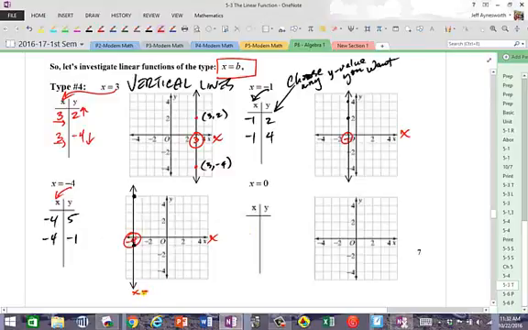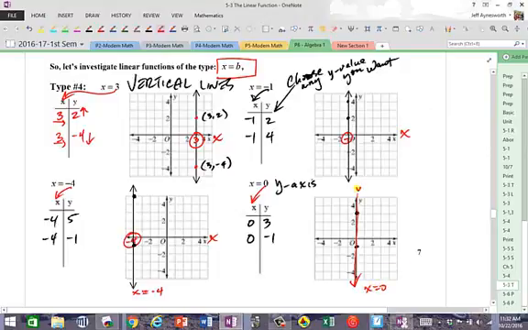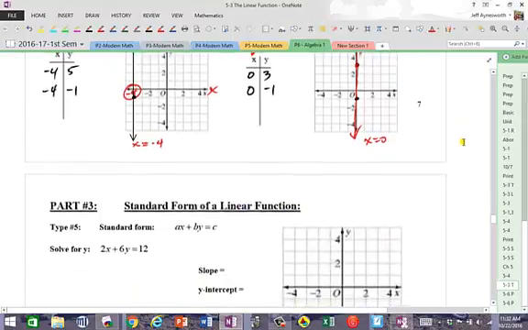Last one, here we go, x equals 0. So make up some values here, 0, 3, 0, -1. So 0, 3 is up here, 0, -1 is here. Oh my goodness, this is the y-axis itself. This is the equation of the y-axis. Okay, so I'm going to put this one in red. So this one right here, this is x equals 0. It happens to be the y-axis. Okay, because it intersected these 2 points. And that is how it is done, my friends. The only thing you guys need to do is get some practice.